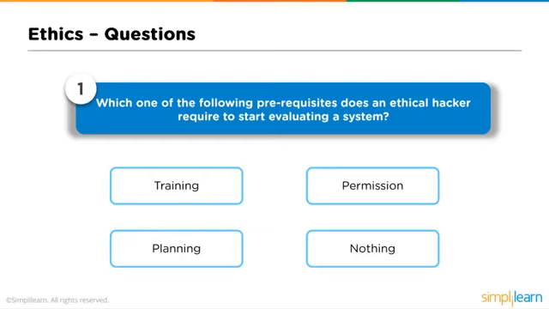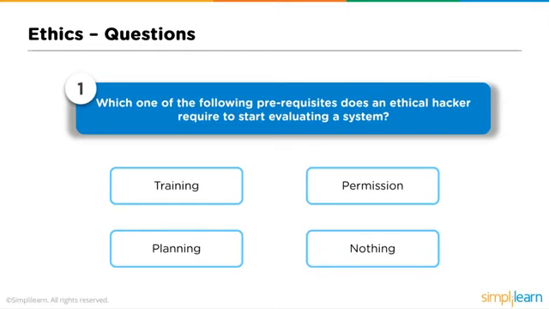So is it training? Is it permissions? Is it planning? Or is it nothing? Now, nothing cannot be an answer, right? If I want to evaluate a system and I have nothing, that's not going to help me. So training is a prerequisite, but it is a prerequisite to become an ethical hacker, not to start evaluating a system. Planning is a stage that you go through when you're an ethical hacker, where you look at how you can evaluate a system. And then you've got permissions. Without permissions, you cannot start a planning exercise. Because if you plan to hack something without permission, that means you're not an ethical hacker, you are a hacker.